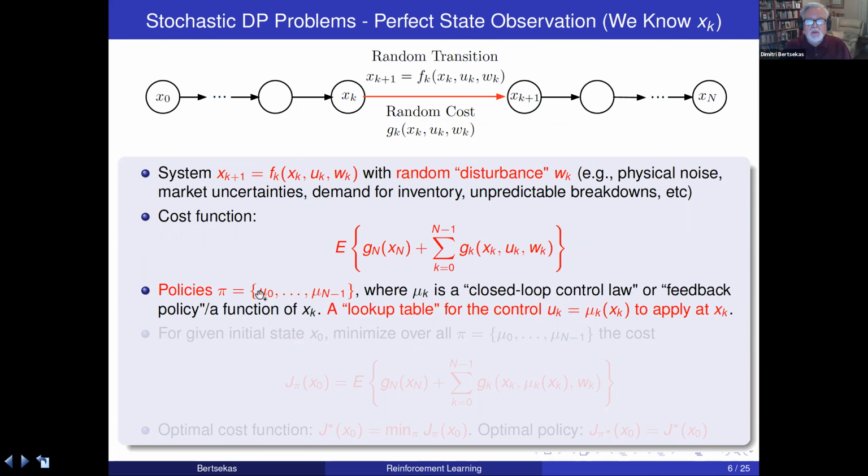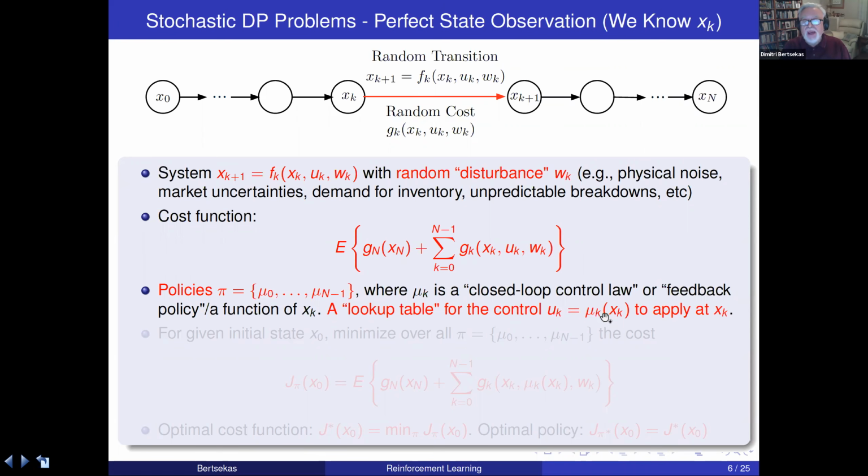It is important here to consider not control sequences, but rather policies, which are sequences of functions of the state, where each one of these components, let's say mu k at time k, is a function of xk, which comes under various names, feedback policy, or closed loop control law. There are n components of this policy, and you can view a policy as a lookup table, whereby if I give you the state at time k, you look up the table and it gives you the control. So these mu's are functions. You can view them as lookup tables.